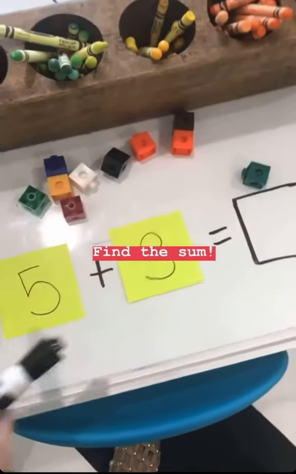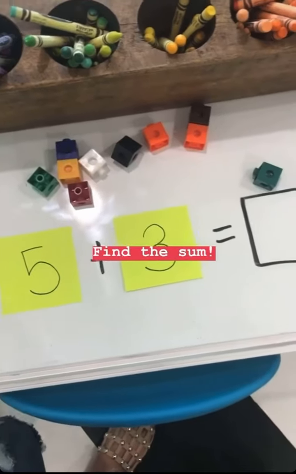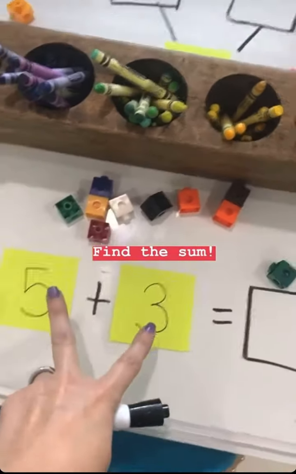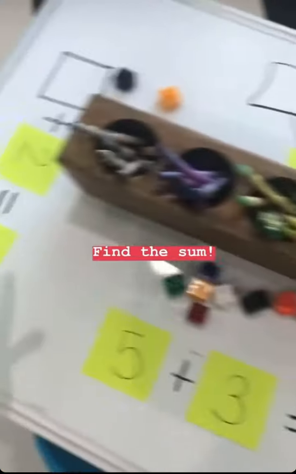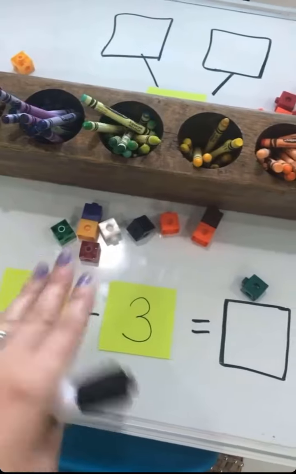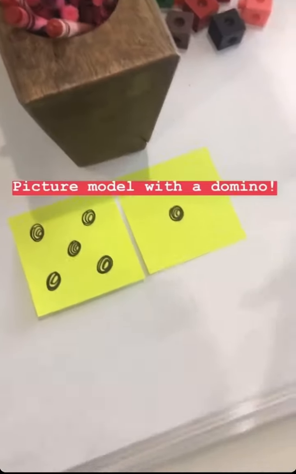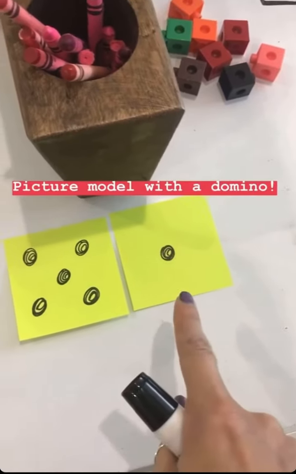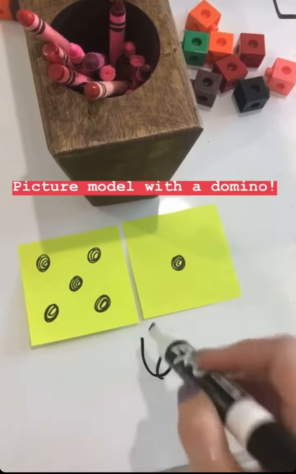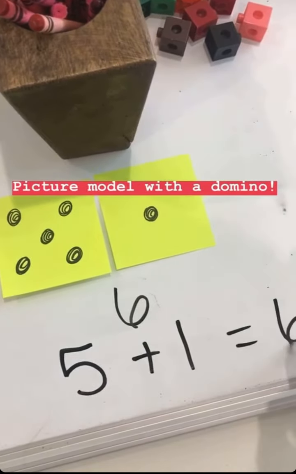Okay, another way to do it is for them to find the sum. So if you're going to work on finding sum, then you could do different numbers, different add-ins for each spot at the table. They would complete all of them, and then they would rotate to the next table. So picture models is one of the standards for kindergarten. So you could kind of create like a little domino with 2 sticky notes. They could just write the sum, or they could write a number sentence if you're focusing on number sentences.